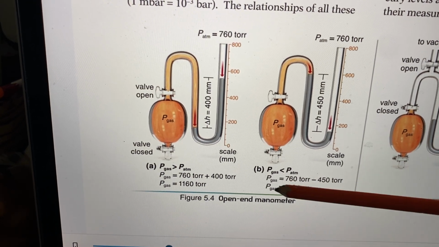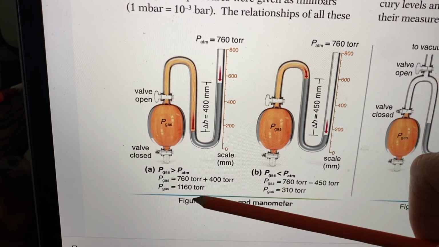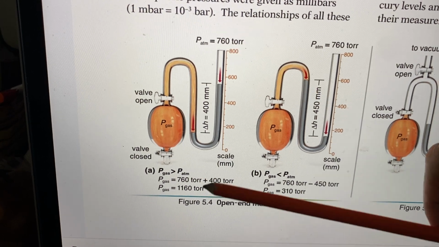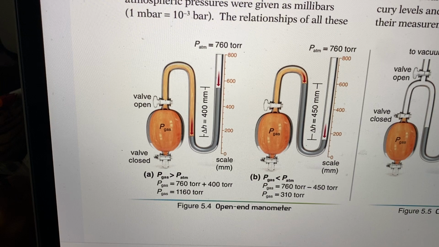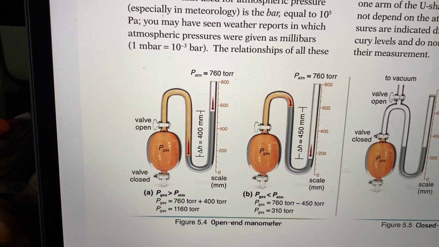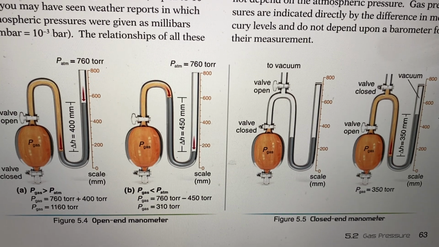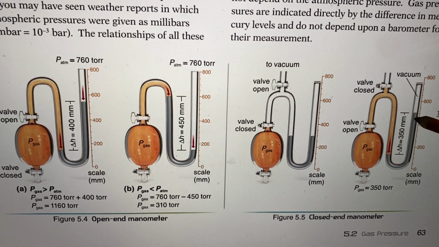So it depends on if the gas is lower than the atmosphere or higher than the atmosphere. If the gas is higher, then we're going to add, and if it's lower, we're going to subtract. So it's a little bit complicated. It's actually easier to have a closed one, because then you can just take the exact amount that it changed, 350. There we go.